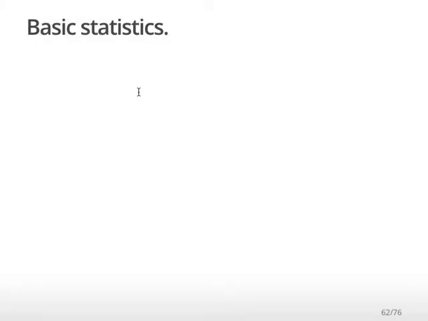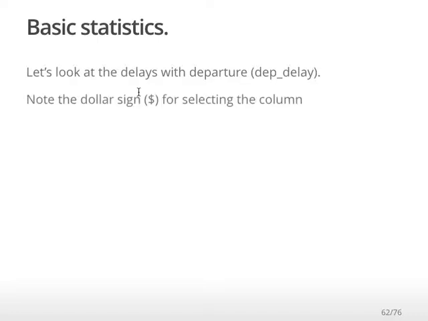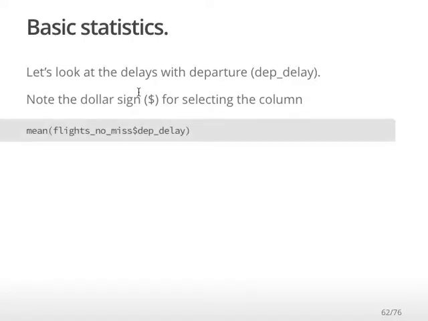Okay, so now we can do some basic statistics. We can look at the delays with departure. That's departure delay. And remember, I have flights no miss. And this is how I calculate the mean. So this is the dollar sign.